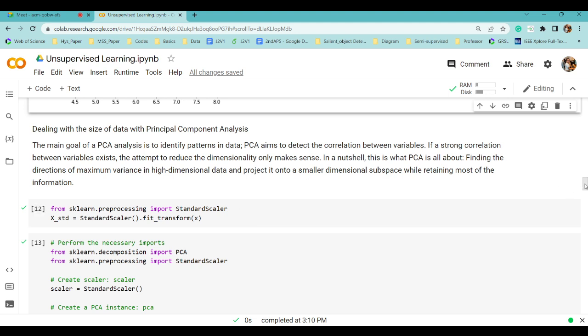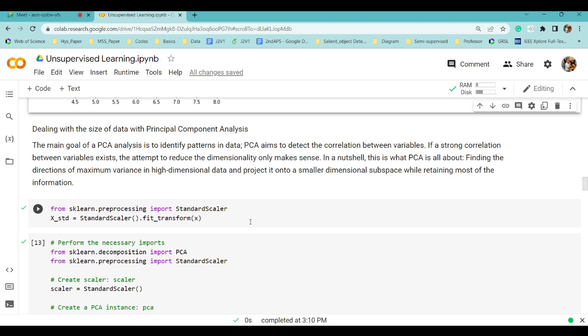Ma'am, again, I'll interrupt you. In my research work, one of the persons asked me the question: how do you mathematically explain that you reduce the dimensionality without loss of information? So you need to calculate the variance. What you can do is just calculate the variance of your data.